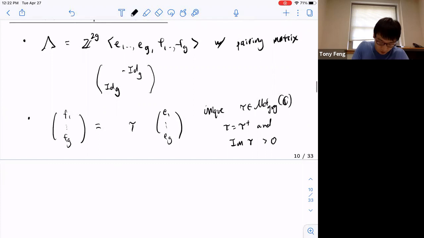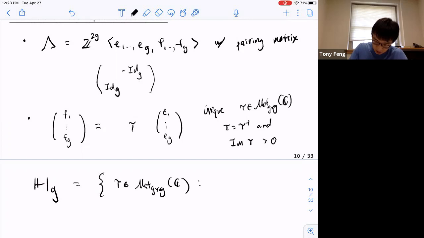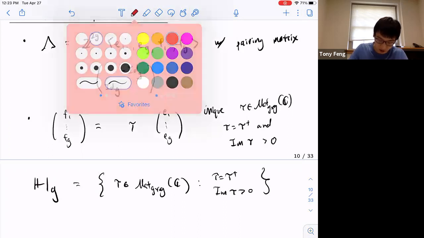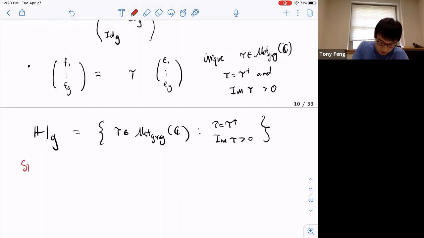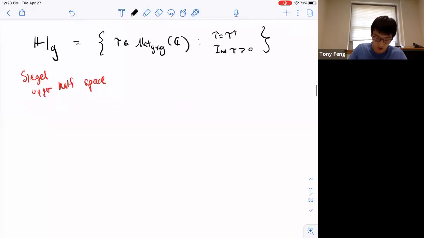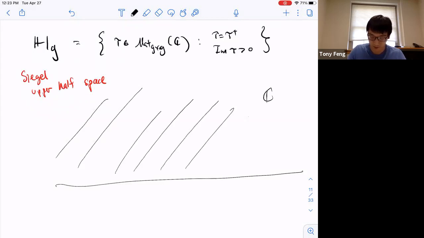And so we're motivated to define H_g to be the space of g by g matrices satisfying these conditions: they're symmetric and their imaginary parts are positive definite. This is something called Siegel's upper half space. In particular, when g is 1, this is probably familiar. It's just, inside the complex plane, the usual upper half plane.